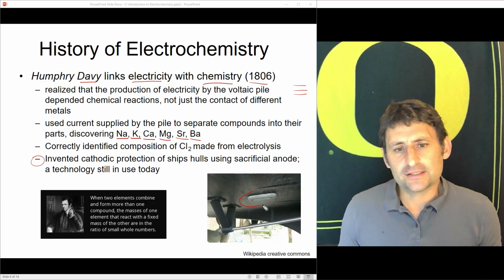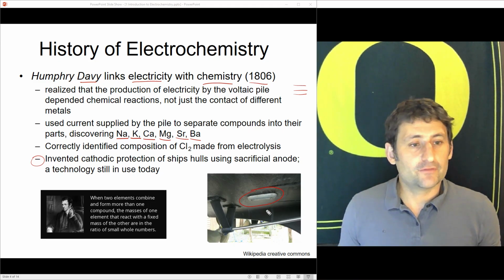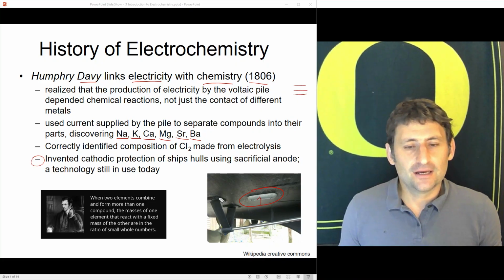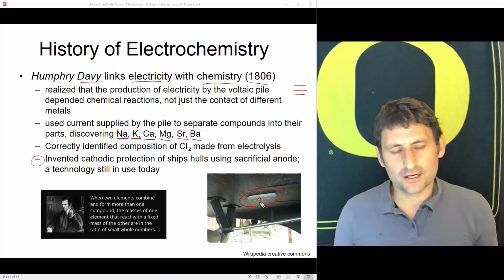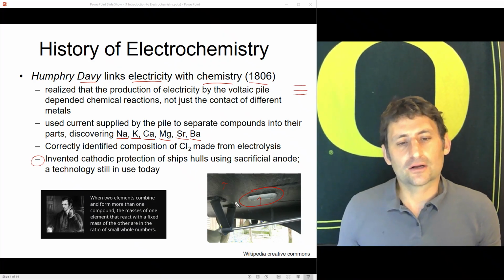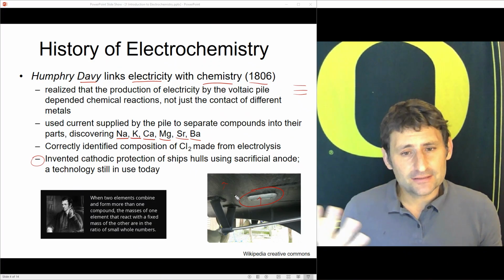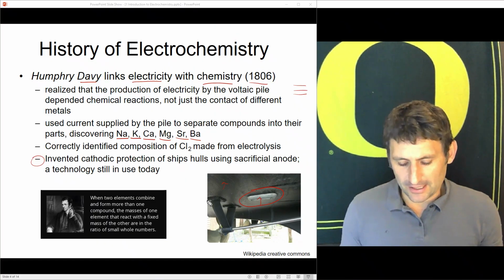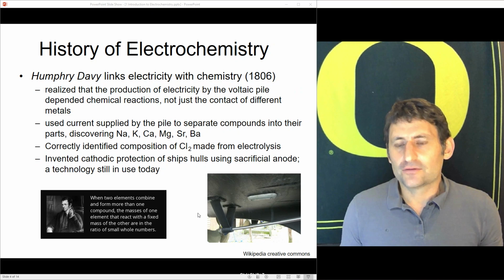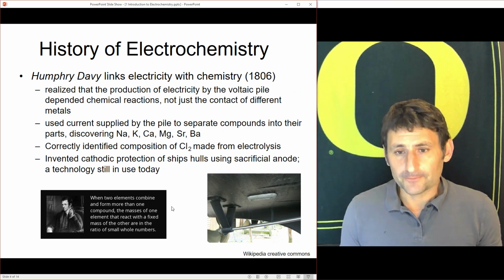And what he figured out is that if he bolted on a very reactive metal like zinc onto the hull of a ship that was iron or copper, the zinc would get preferentially oxidized. It's much easier to oxidize the zinc than iron or copper, and that would actually prevent the hull of the ship from getting oxidized. And we'll talk about how that works through the course later.